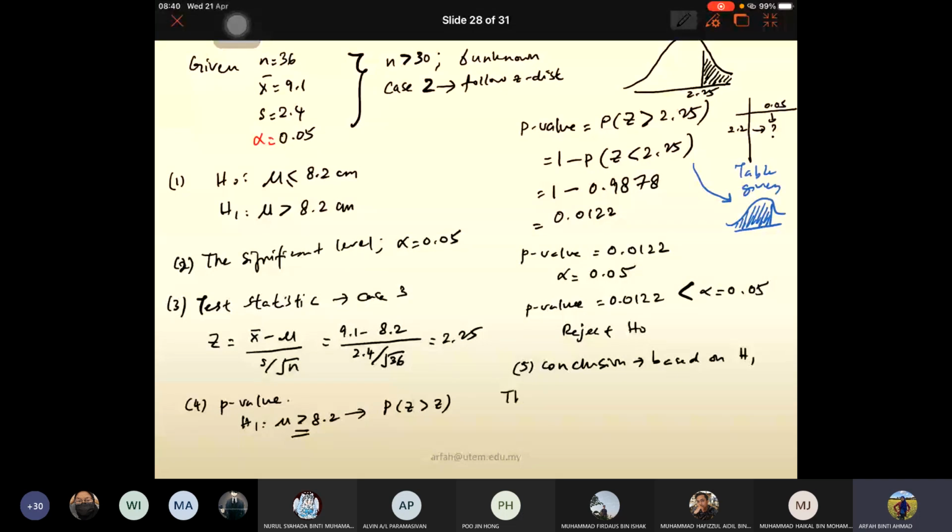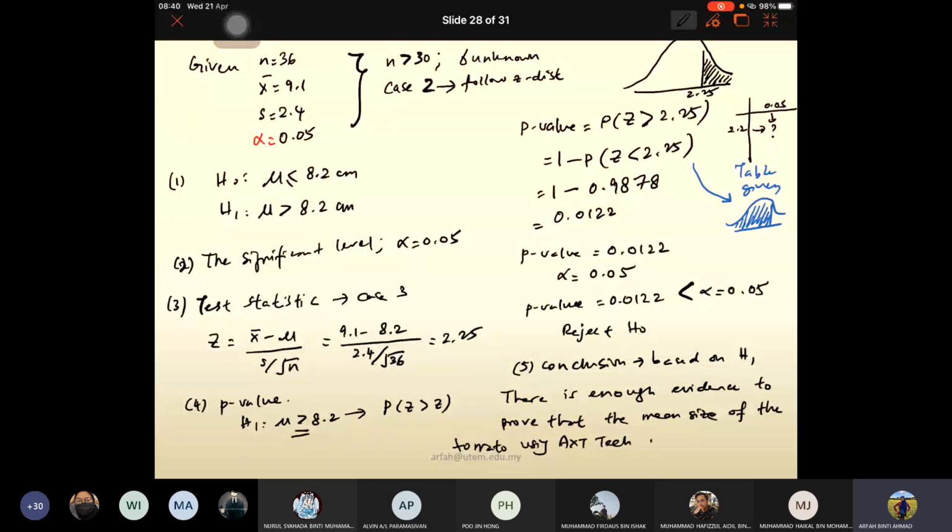Okay. Step five, the conclusion that is based on the H1 statement. So there is enough evidence to prove that the mean size of the tomato using AXT technology is indeed larger. Okay. So it is larger when using AXT technology.